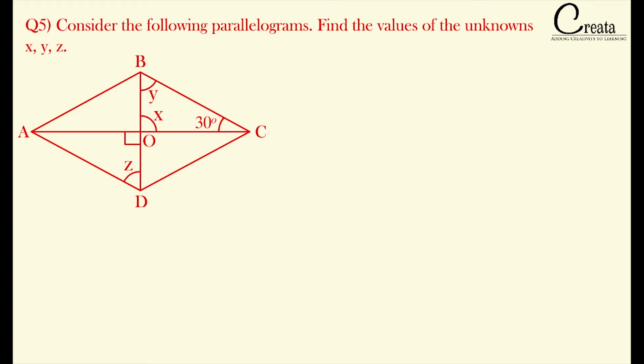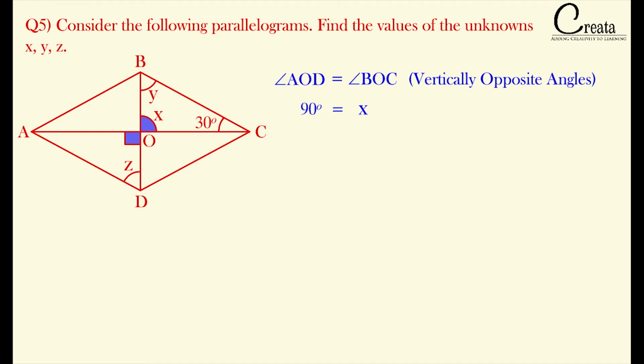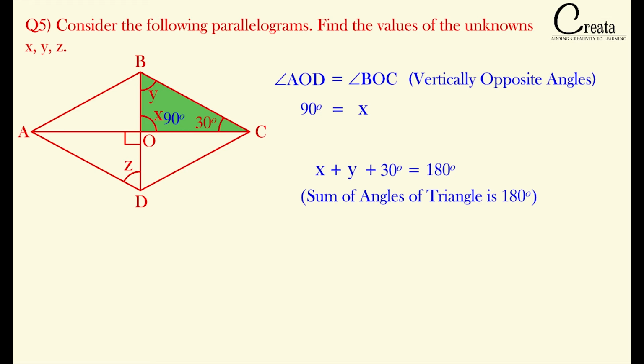Are you able to observe angle AOD is equal to angle BOC because they are vertically opposite angles? So we got angle x as 90 degrees. Further, are you able to observe the triangle BOC? This is the triangle BOC and we know the sum of angles of a triangle is 180 degrees. So angle x plus angle y plus 30 degrees is equal to 180 degrees, and we know angle x is 90 degrees. So we got angle y as 60 degrees.